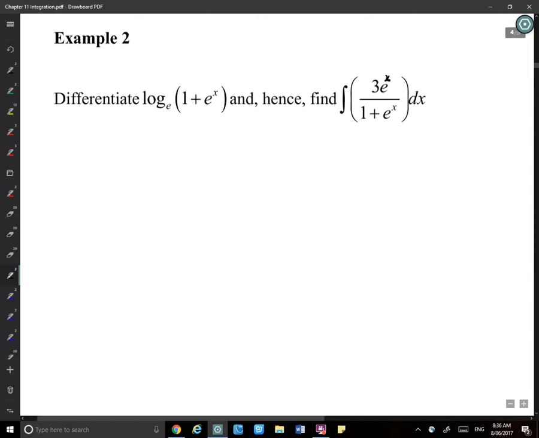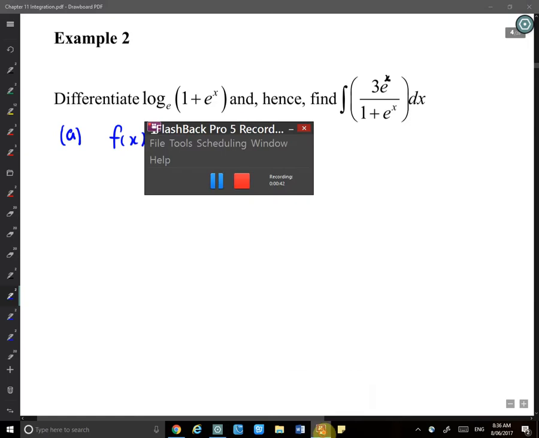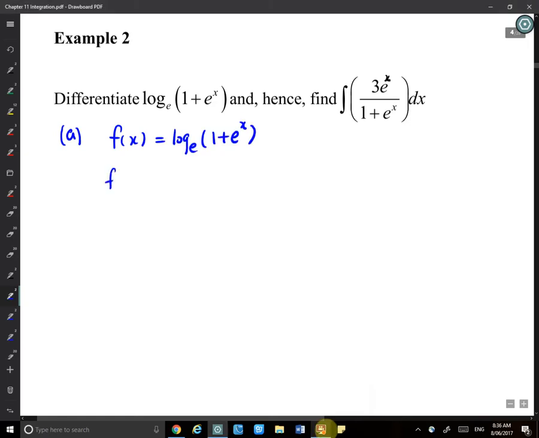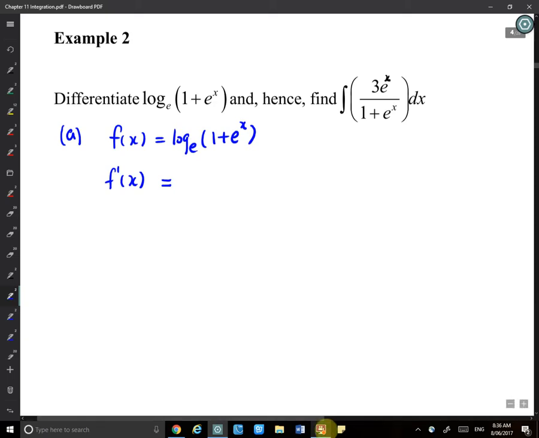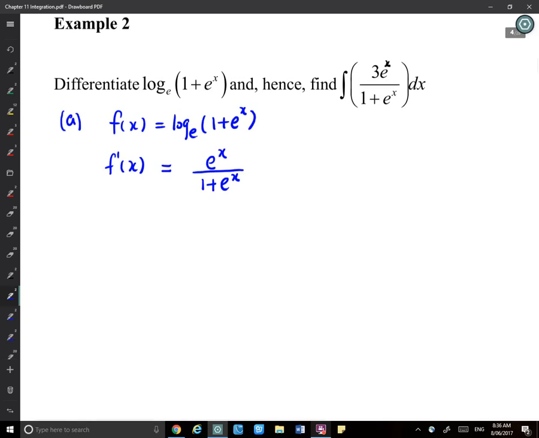So what this question is asking first, let's say part A is differentiate that. Let's say f(x) equals log e bracket 1 plus e to the power of x. And then f dash x will equal g dash x over g(x) for log. Logarithm: g dash x over g(x). So that's e to the power of x over 1 plus e to the power of x. So that's the f dash x.